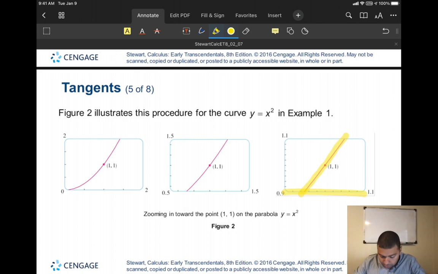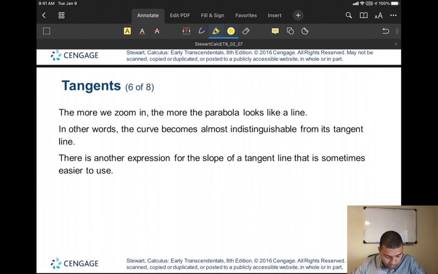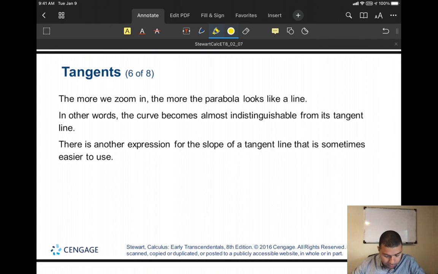This idea is going to be important later, because sometimes when you have difficult equations to approximate, you can use a line to approximate it using the derivative of the equation, which in general is simpler. Okay? And this, again, is the idea. The more you zoom in, the more the parabola looks like a line. In other words, the curve becomes almost indistinguishable from its tangent line. Okay?